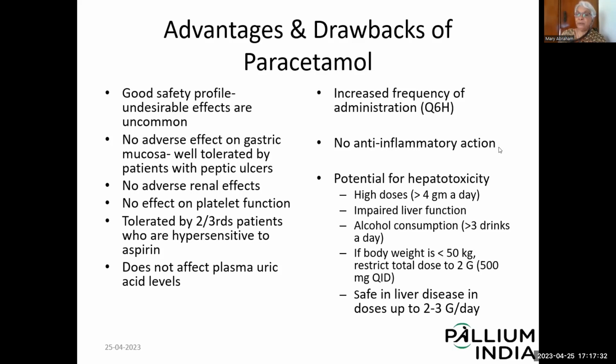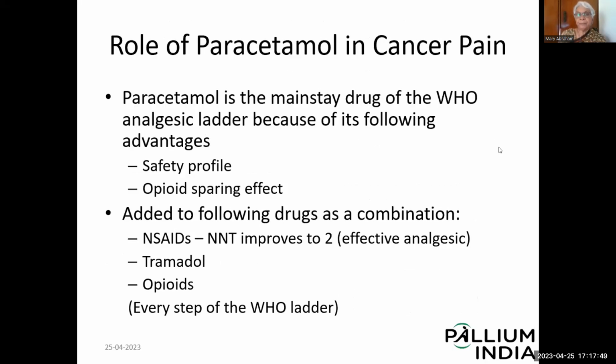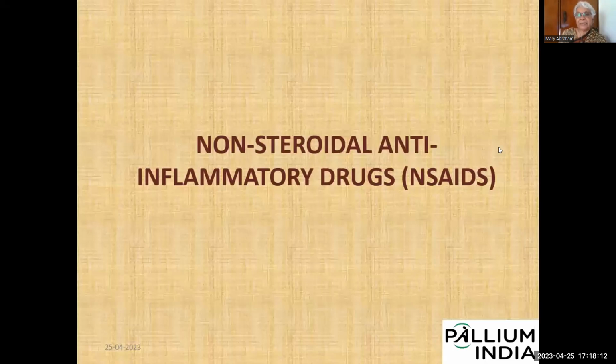But that is only when you give doses of more than 4 grams a day, or in those with impaired liver function, or excessive consumption of alcohol, or whose body weight is less than 50 kg, then you must reduce it to 2 grams. But even in liver disease, you can go up to 2 to 3 grams a day. In cancer pain, it is one of the mainstay drugs of the WHO analgesic ladder. It's given at every step of the ladder. It has a good safety profile, and it has an opioid sparing effect as well. It can also be added to NSAIDs, when its NNT will improve to 2, or to tramadol or opioids. So it can be added at every step of the ladder.